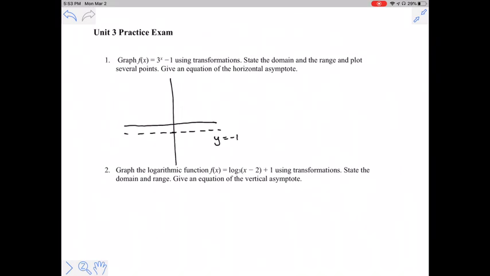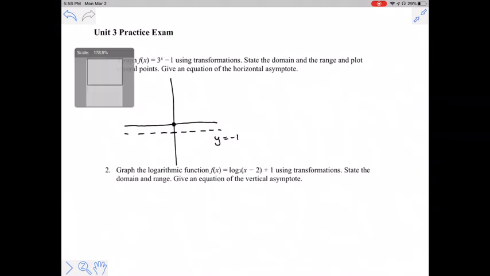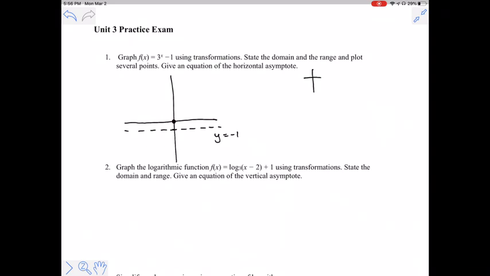The second step was to find the y-intercept. The way that you find the y-intercept, if you remember, is letting x equal 0. So 3 to the 0 minus 1 equals 1 minus 1, which is 0. So the y-intercept is 0. So I'm going to keep track of the points here. We have the y-intercept when x was 0, y was equal to 0.